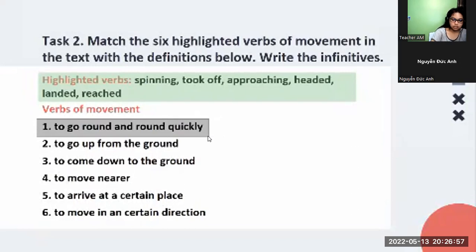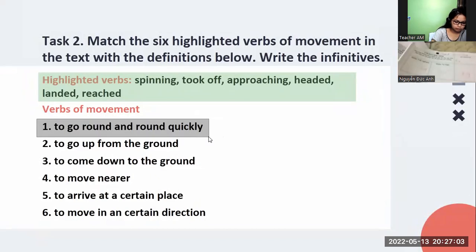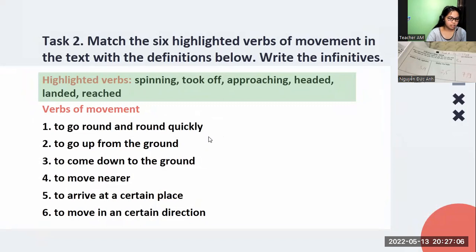For number 1, can you please read this one, Anne? To go round and round quickly. Yes, to go round and round quickly. So what word is that? To go round and round quickly is spinning. Okay, yes. This is spinning or spin.